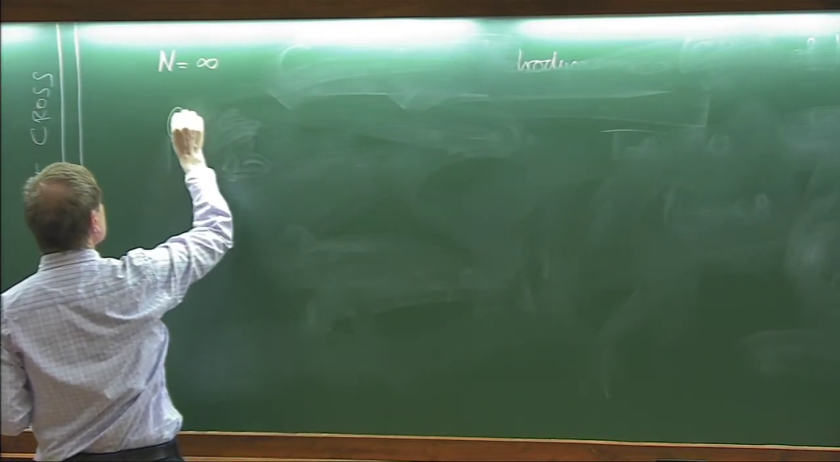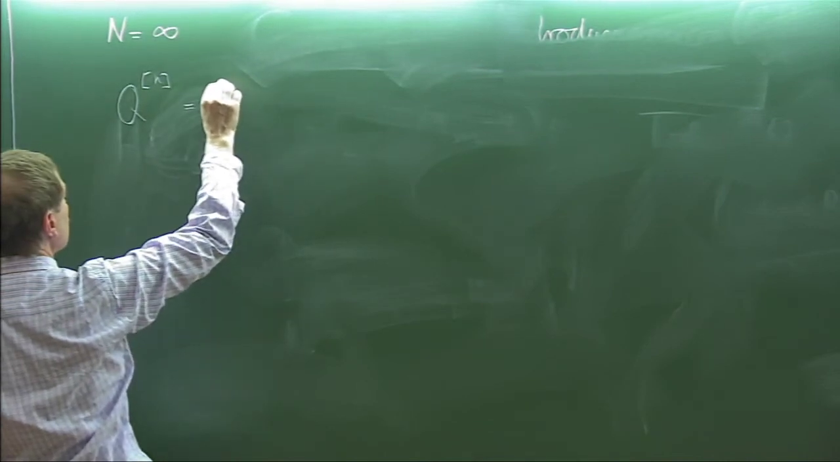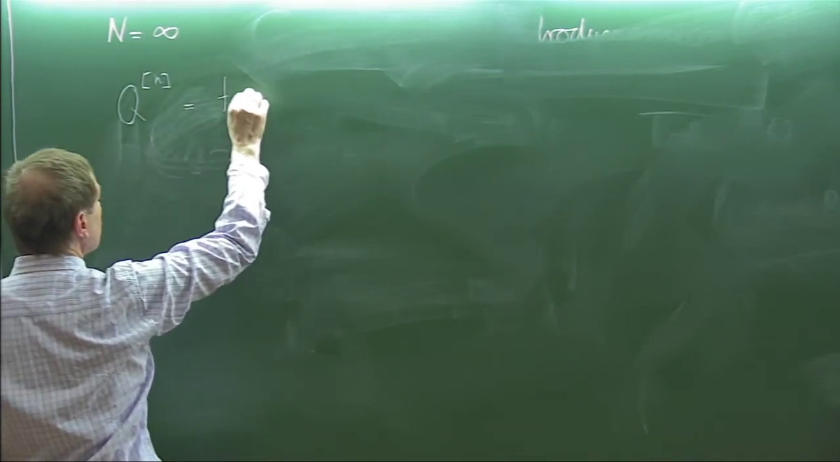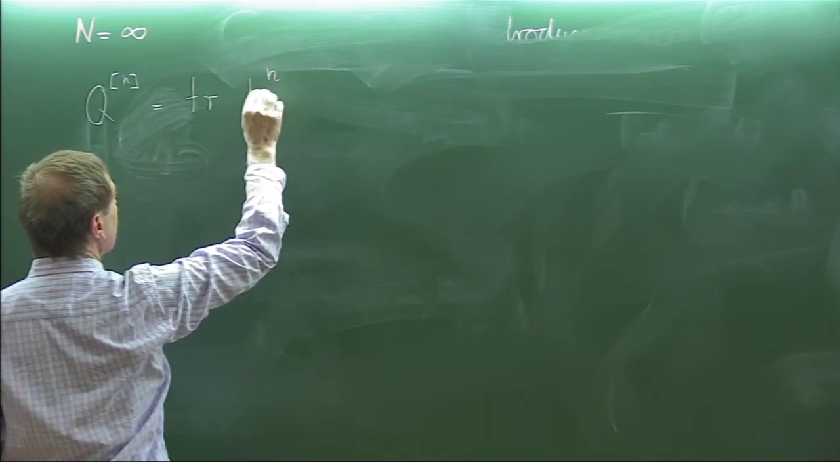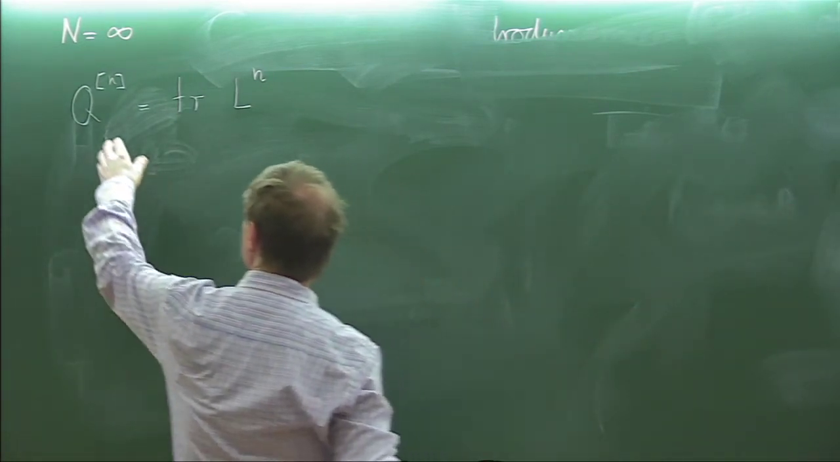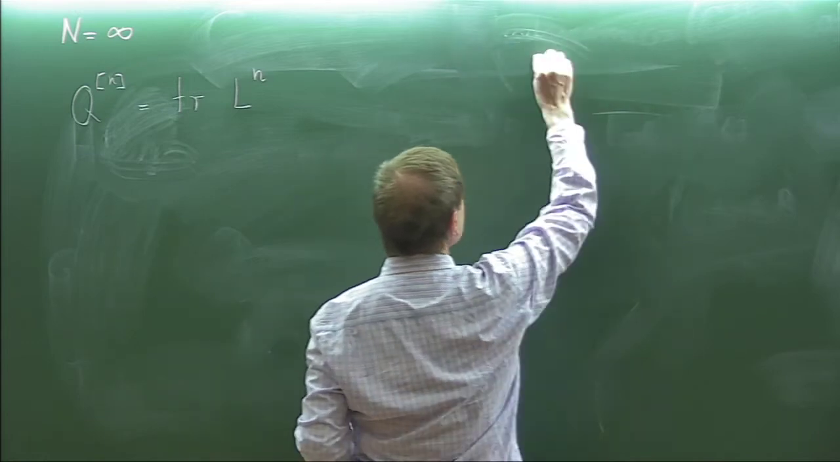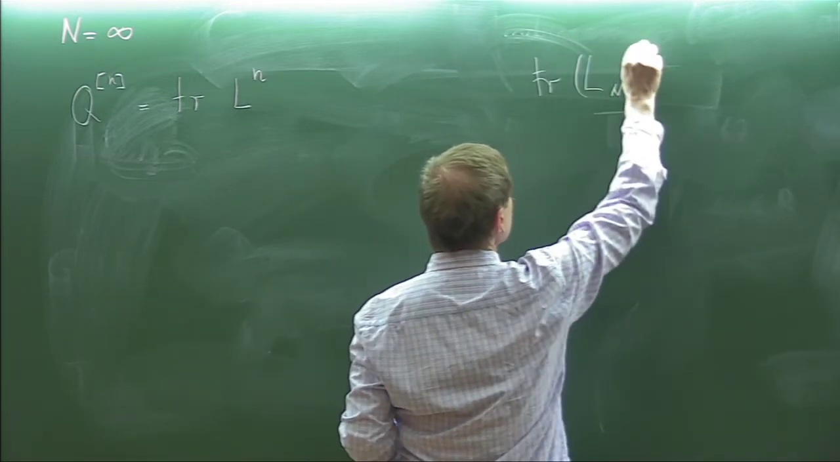and my conserved charge Q_n is really the trace of L to the power n. Of course, this trace doesn't exist, because now it's an infinite matrix. If I would do this at finite n, then of course I could write this. In the finite case, it's a well-defined thing. I just take L_n to the power n, right? But let me do this.